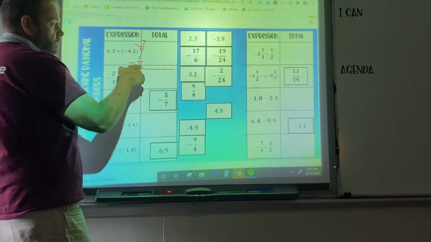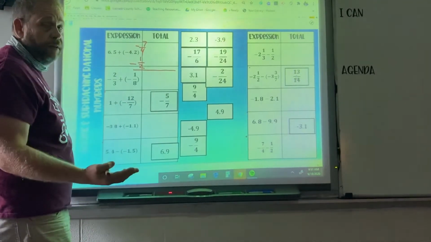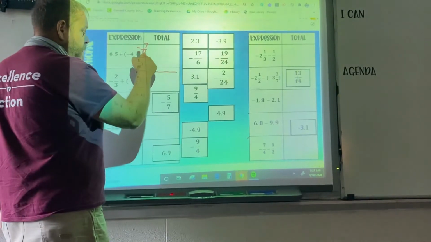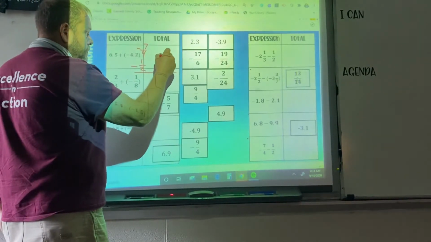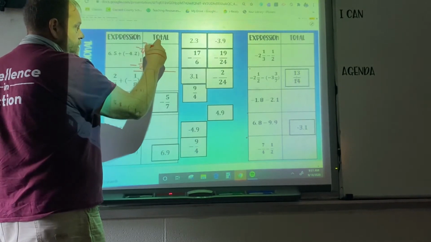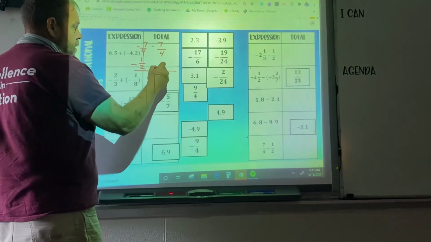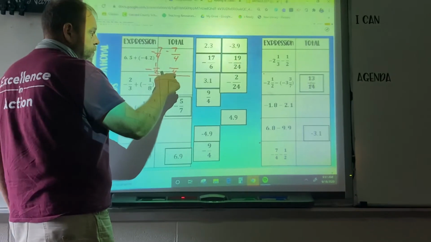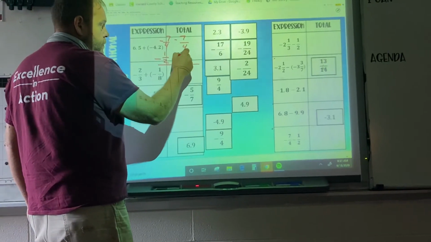So I've got a negative 7 over 4 minus 1/2. Again, my denominators are not the same. I've got to find the least common multiple. The least common multiple of 4 and 2 is 4. 4 going into 4 one time, 1 times negative 7 is negative 7. 2 will go into 4 2 times, 2 times 1 is 2.